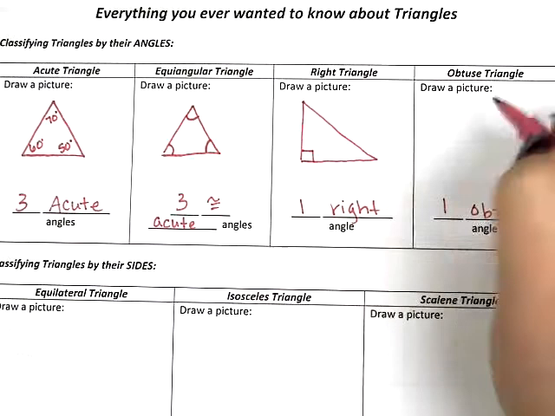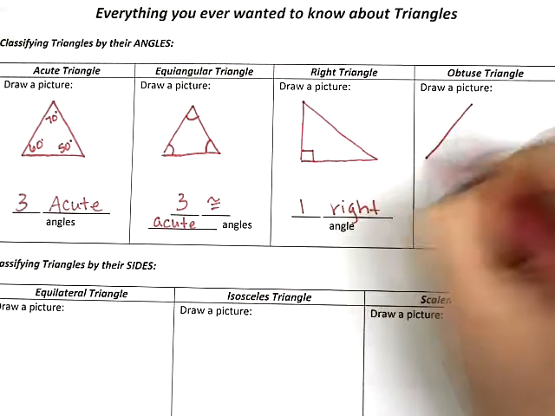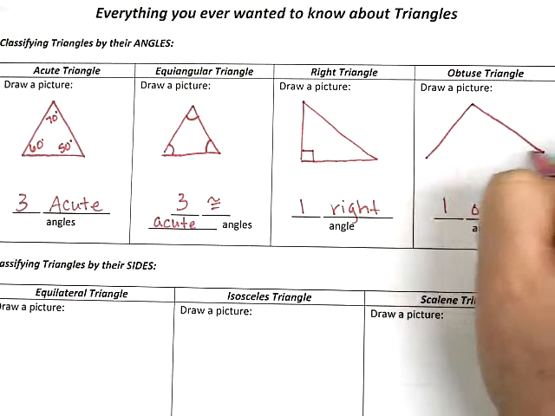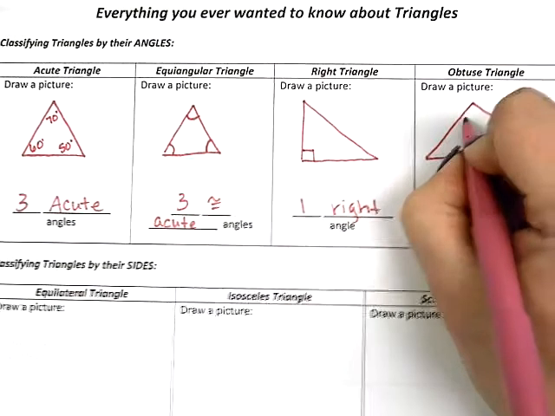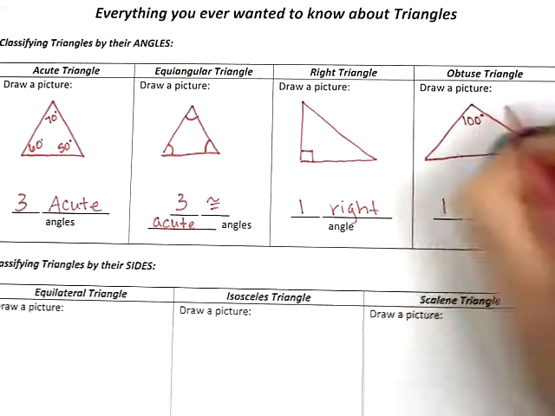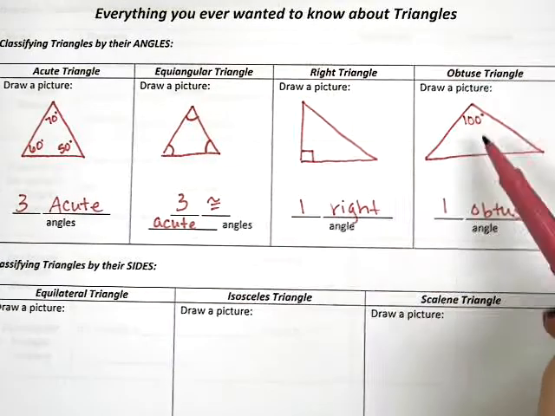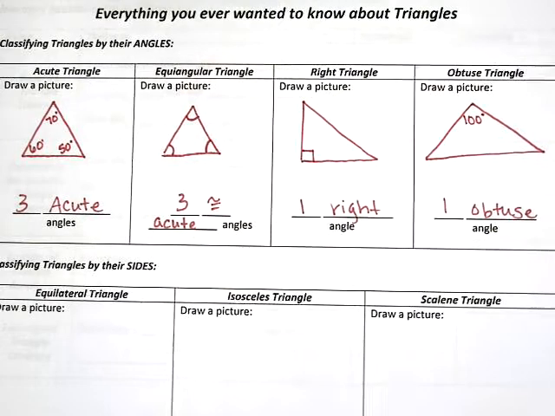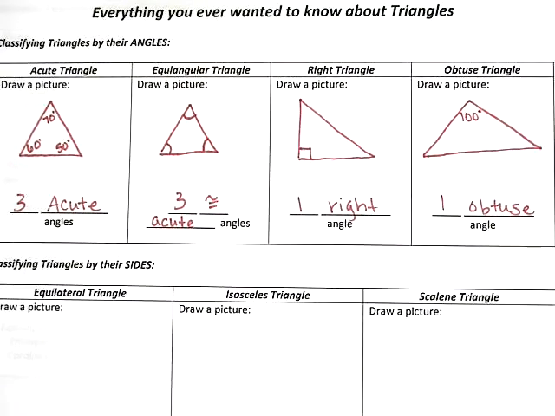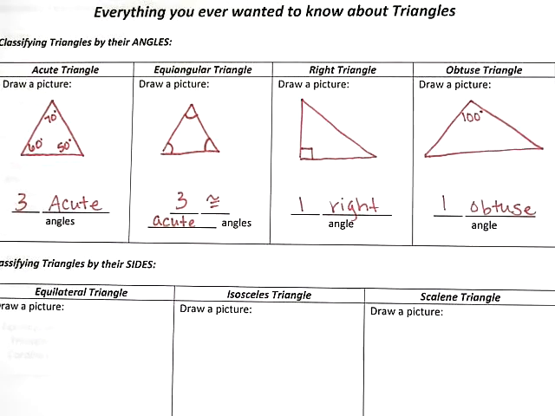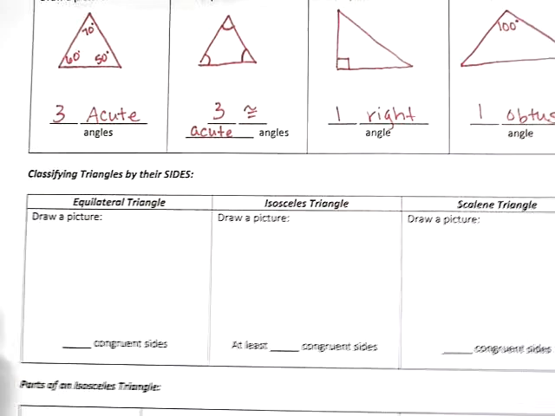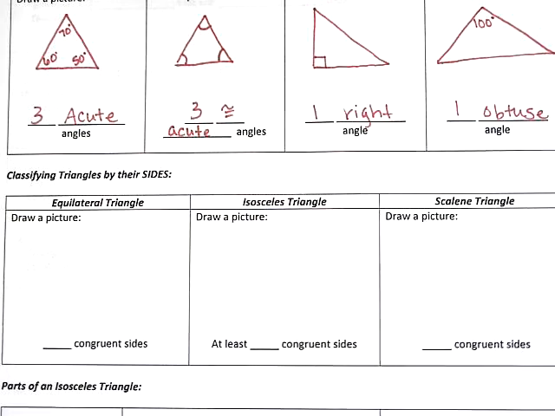Okay, so an obtuse triangle could be something like this, and let's say that's 100 degrees. That's more than 90, so we know that it is an obtuse triangle. All right, that's probably all stuff that you guys have done before, especially because we've talked about acute and obtuse angles, so that should be pretty easy. This is probably a review also.